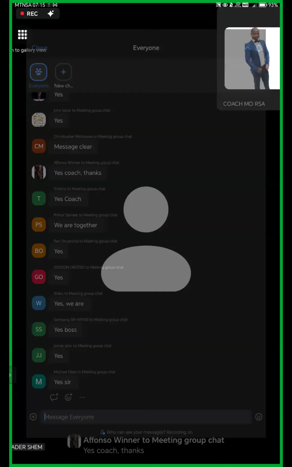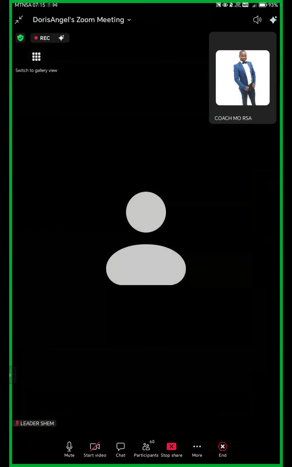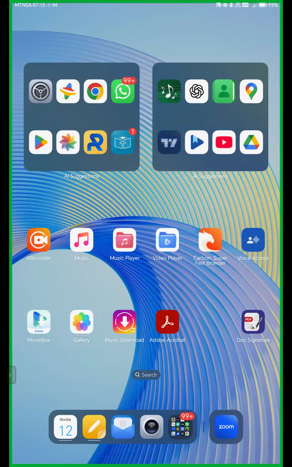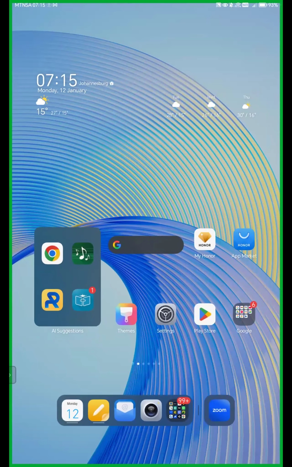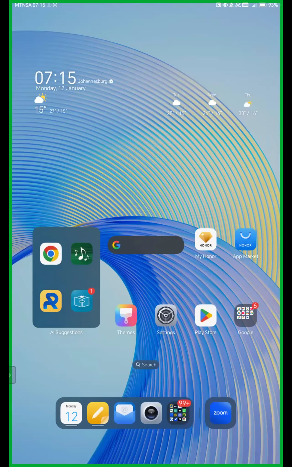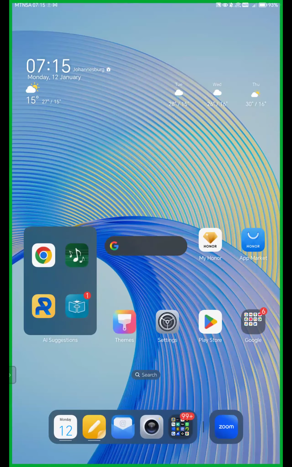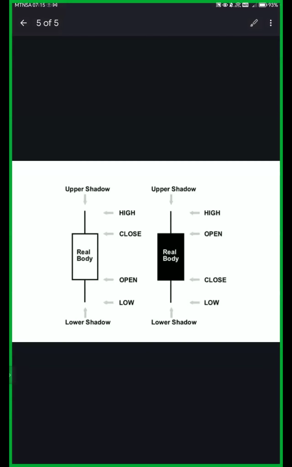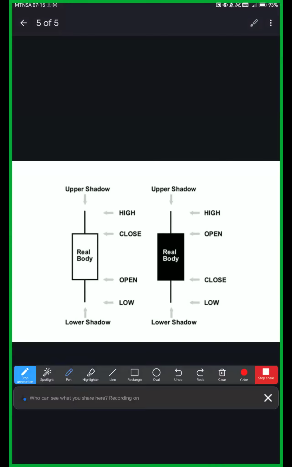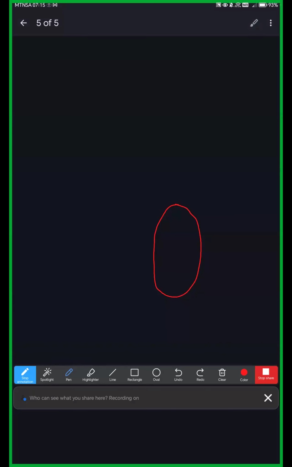Okay, so let's continue. Let's come over here. I was showing you about the low, the open, the high, the body. That's where we were. So we have established here the parts of a candlestick. This is a selling candle. This one is a buying candle.